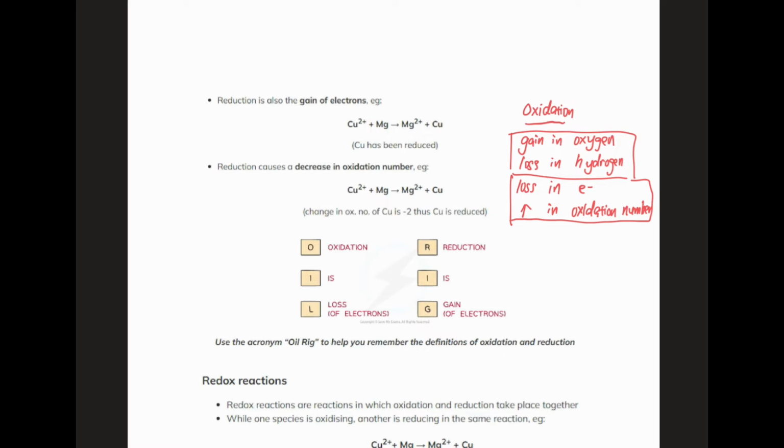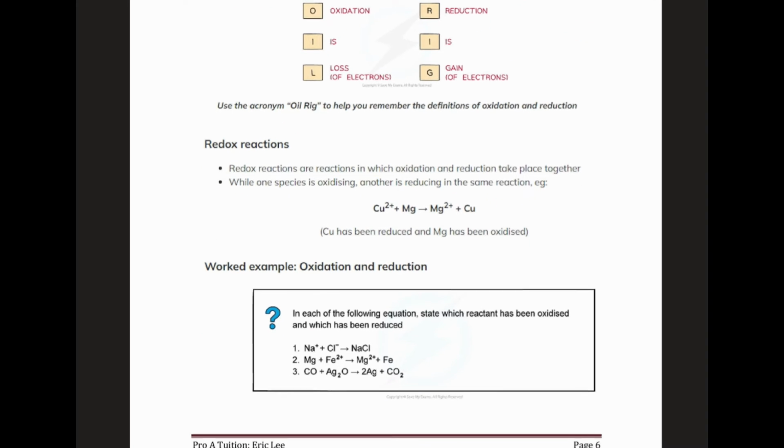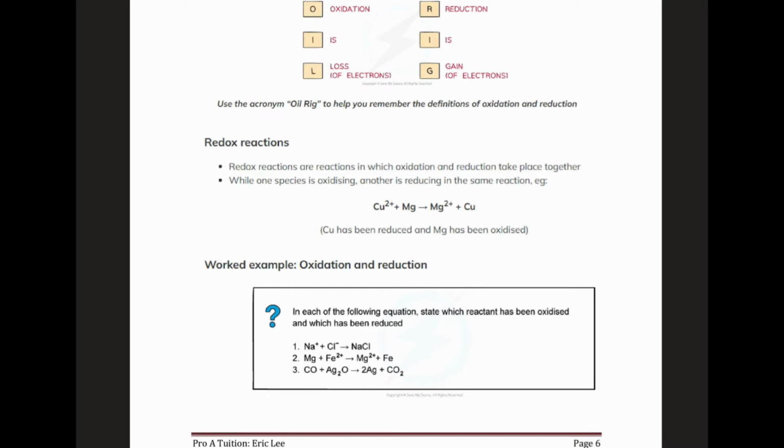Now they also give us a way to remember. They are using the acronym OIL RIG. OIL stands for oxidation is loss of electrons. RIG: reduction is gain of electrons. So OIL RIG itself will help us to remember one aspect only, in terms of electrons. Let us move on. Now, redox reactions. Redox reactions are reactions in which oxidation and reduction take place together.